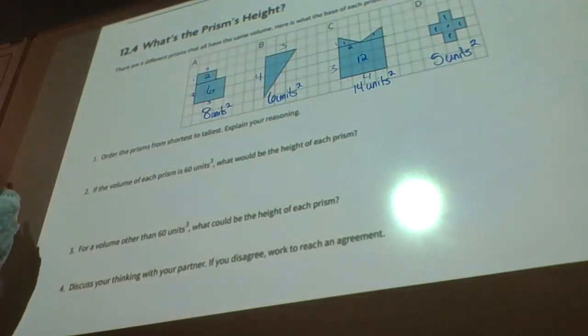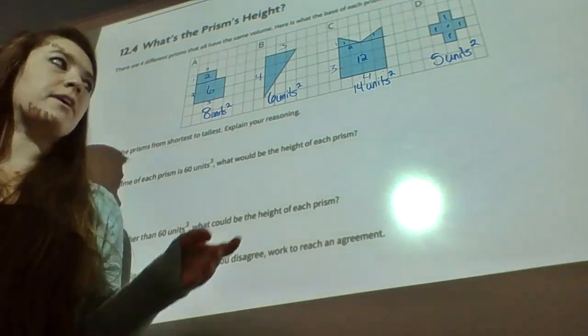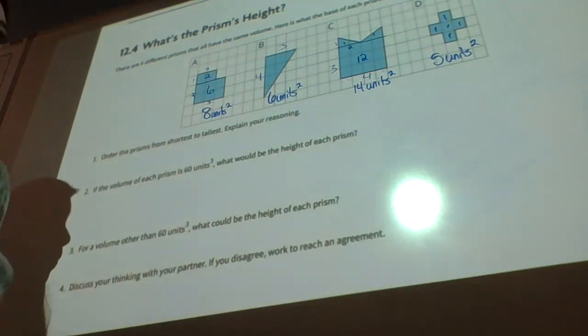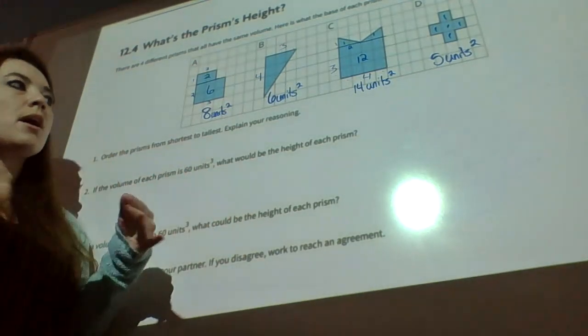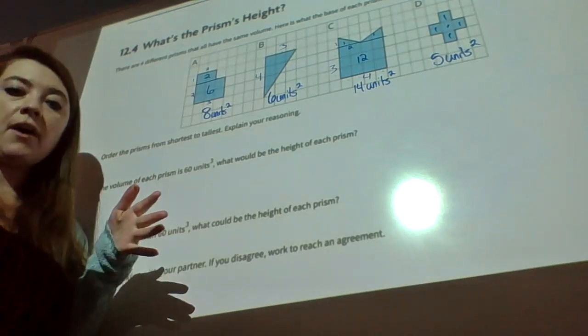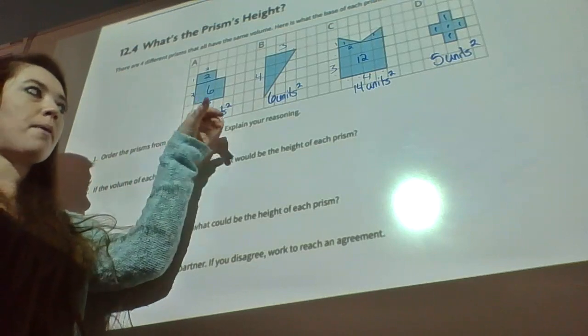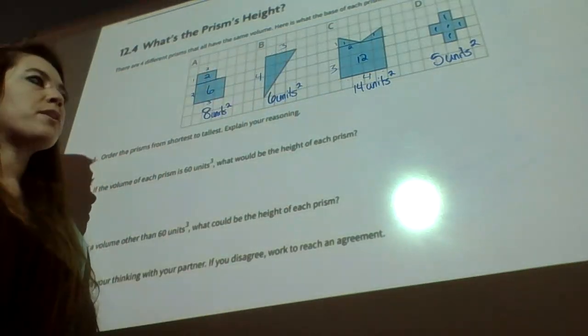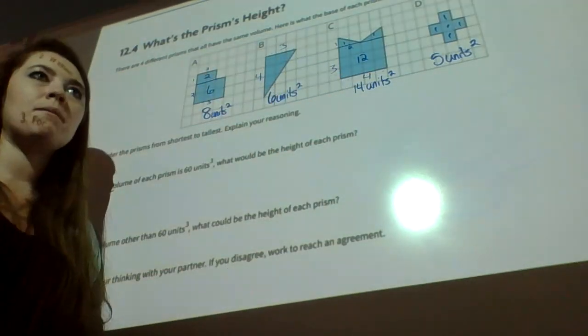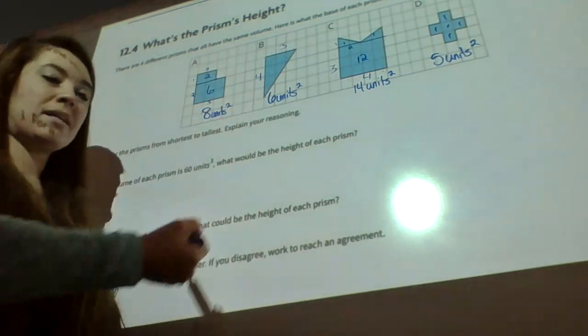So now that we have all the areas of the bases, we can figure out which is the shortest and which is the tallest. So if they all have the same volume, that means whatever that value is, we divide that by each of these values. So if we divide it by 14, is that going to be a bigger or smaller number than if we divide it by 6?